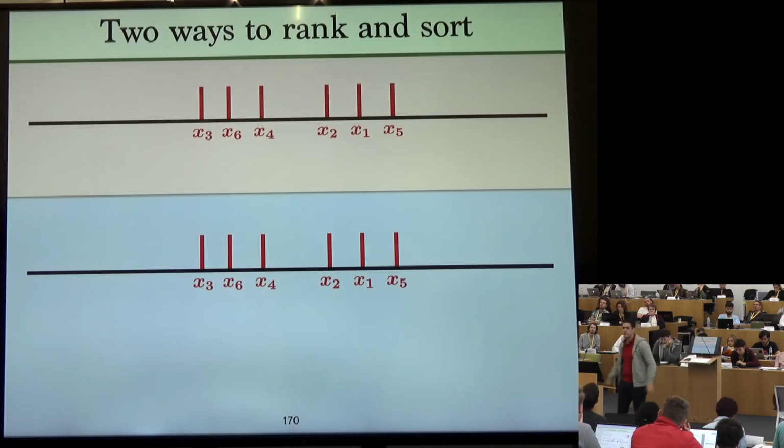So there's two ways. I'm going to propose two ways to sort things. So we start with red. Red is just a bunch of values, 6 of them.